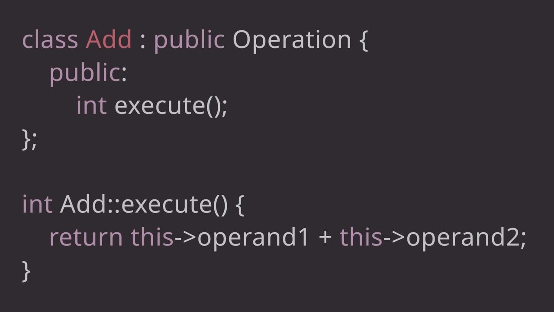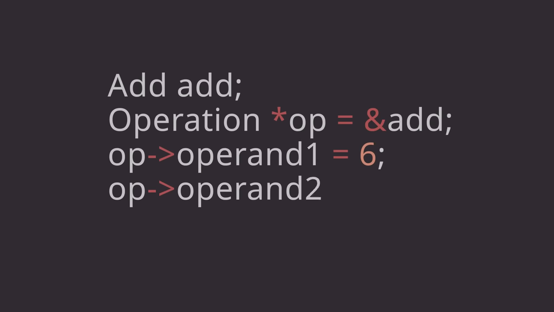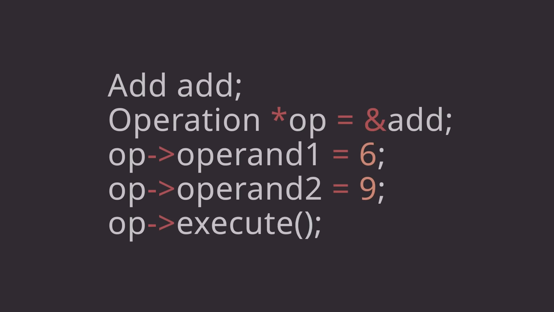Now that we have our derived class, how do we use the polymorphism in our code? To invoke the polymorphic class, we create a pointer for the generic class, an operation, and point it to an instance of our derived class, for example, our add. And then we call execute on the operation class, and our add happens.